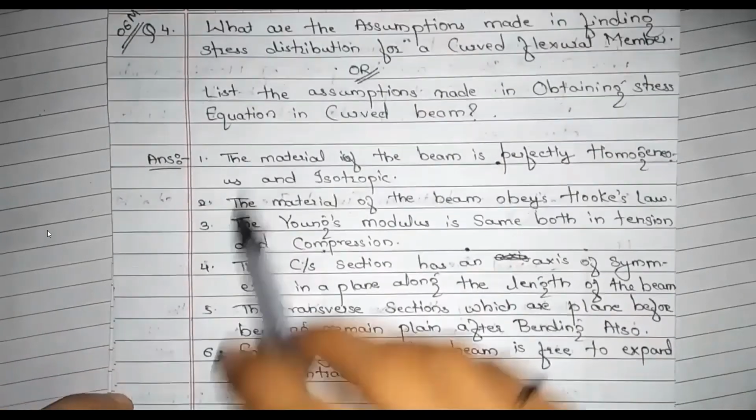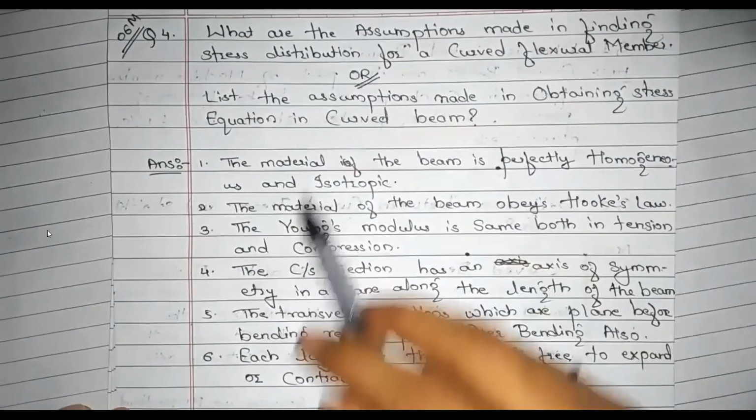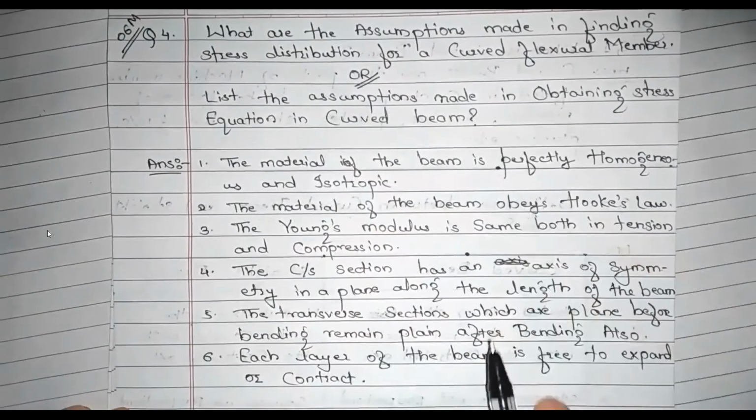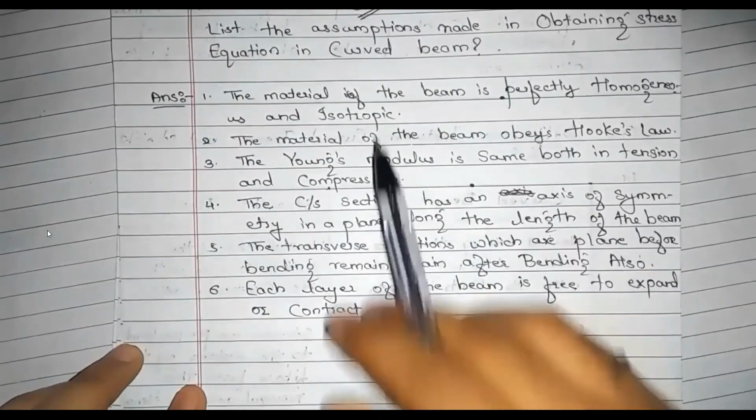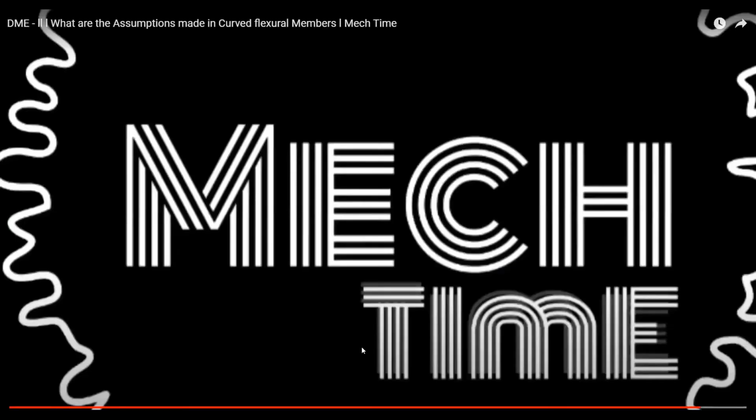If the question comes at the time of your semester exams or internal exam, you need to write in this way. If you write these 6 assumptions, no need to add any other. These 6 are enough to get 4 marks. Those are a few assumptions regarding the curved beam. Next, I will share the video of the curved beam derivation. You can try to understand this one also.